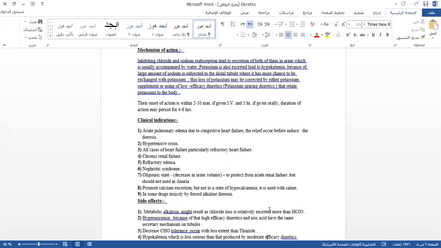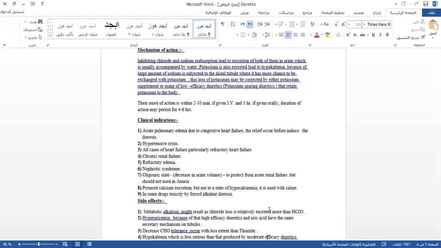They promote calcium excretion, an important point here. Calcium excretion is enhanced by using high efficacy diuretics. So they can be used in some cases of hypercalcemia with normal saline to decrease calcium, but not to the state of hypocalcemia. They are also used in some cases of drug toxicity by inducing forced alkaline diuresis, to eliminate some drugs and prevent their reabsorption by the renal tubules.